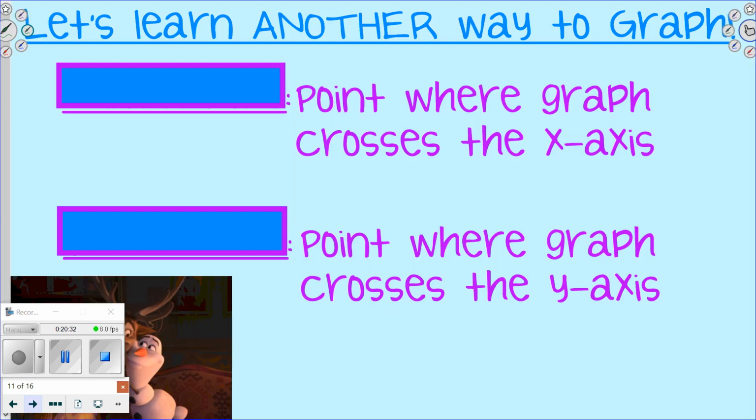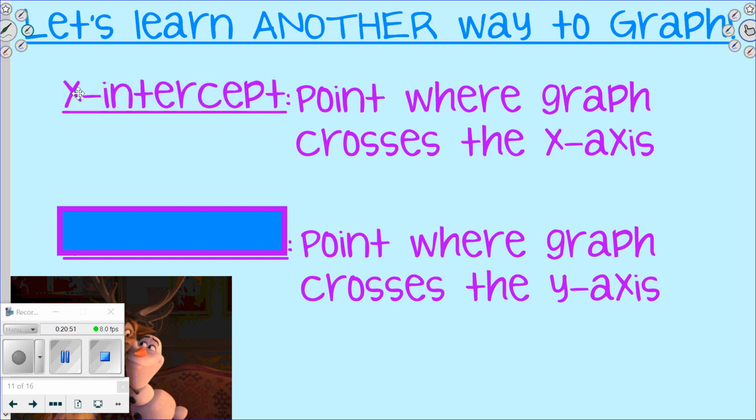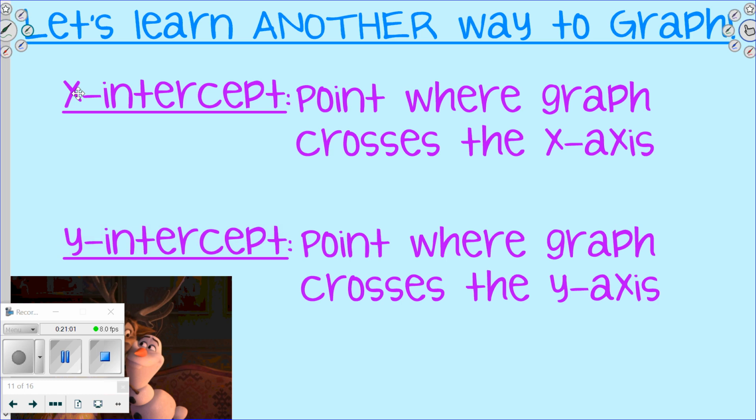All right. The other way I wanted to look at graphing today is by your intercepts. What does it mean to intercept? It means to cross over. I always think about football. If somebody intercepts the football, they've crossed over the path of that ball and caught it, right? Same thing here. The x-intercept is the point where the graph crosses the x-axis, and the point where it crosses the y-axis is the y-intercept.